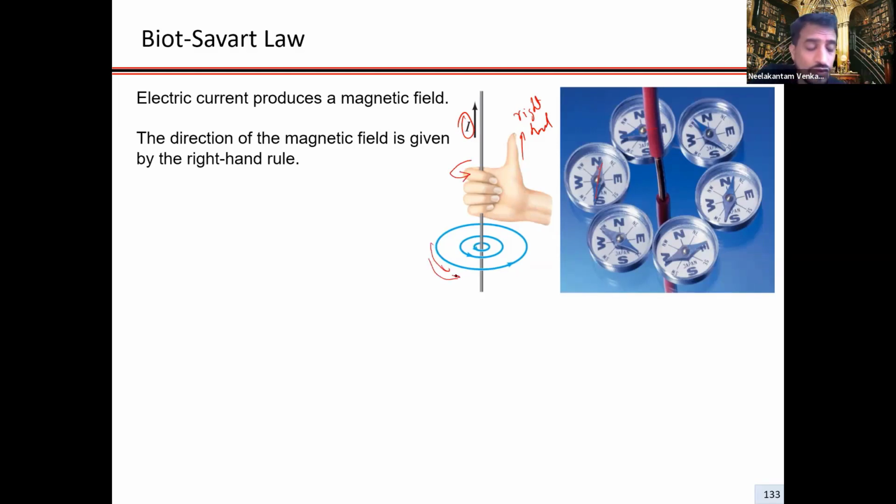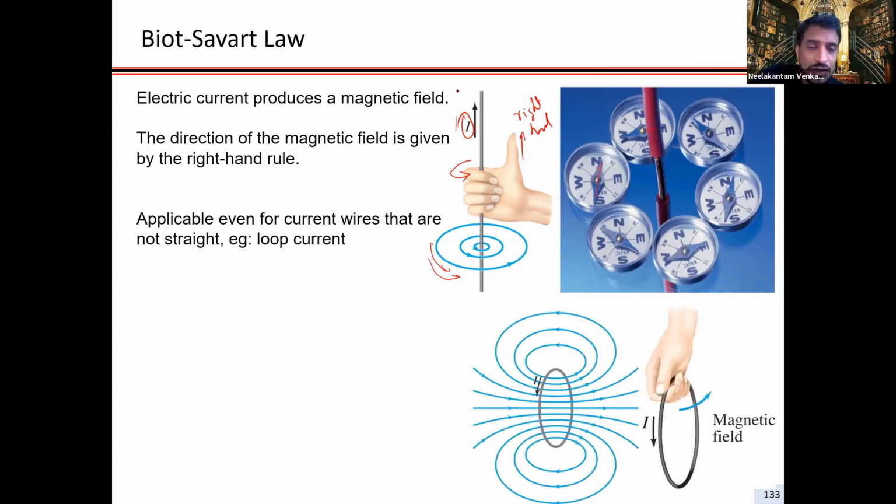So in your lab 2, you'll be using something like this, where instead of a line current, you're going to use a coiled current there. It's called the Helmholtz coil experiment, and that will be very fun. Which is what you're going to see here.